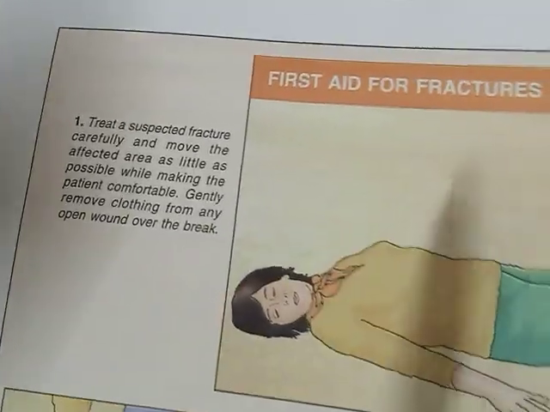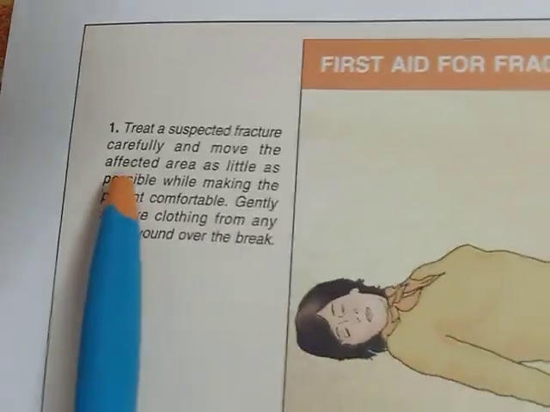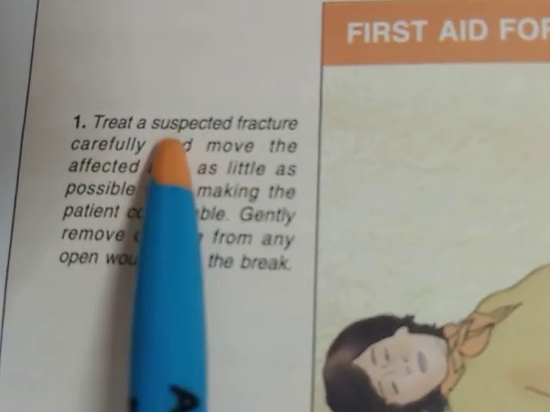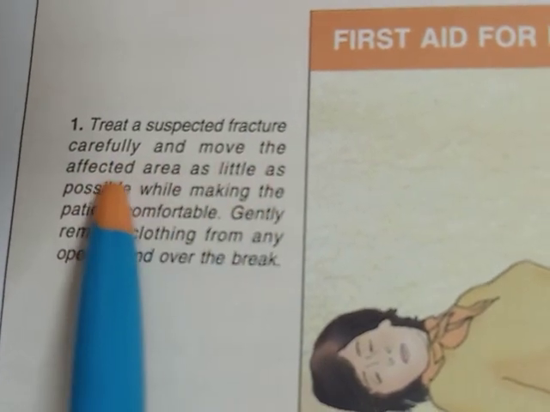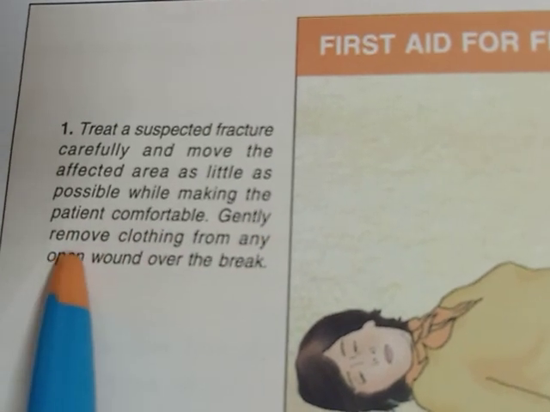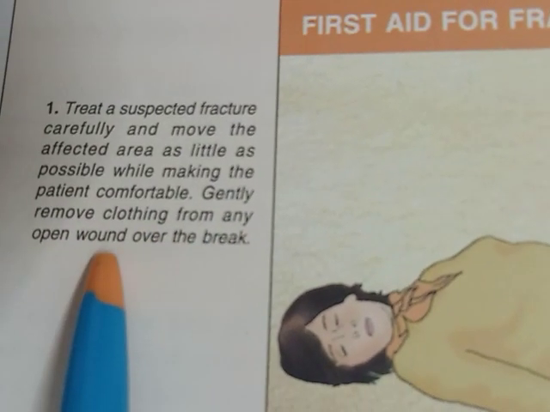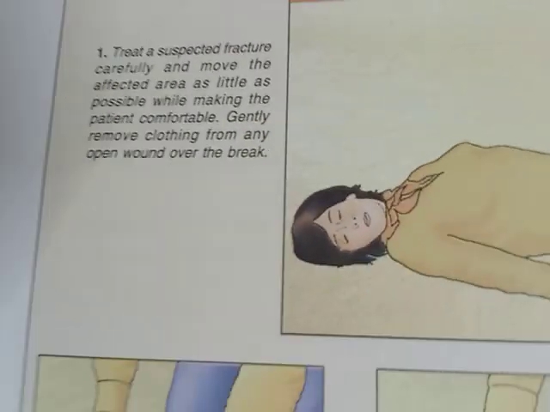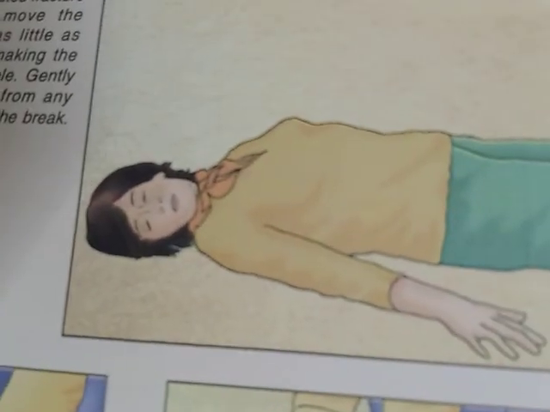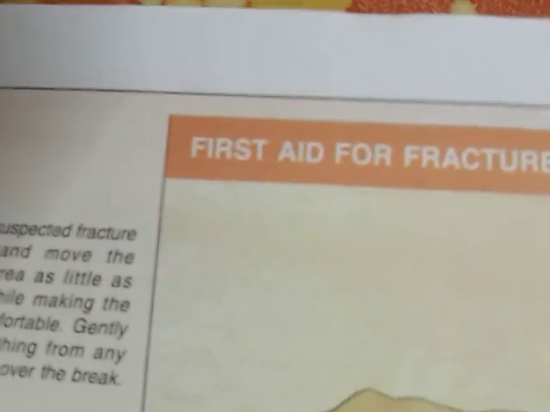Now, first aid for fractures. What you have to do to give the first aid? Treat a suspected fracture carefully and move the affected area as little as possible while making the patient comfortable. See, children, the first thing is that when somebody has got a fracture, don't try to move that person. Or if you have to move that person, you should be very careful that he or she should not be moved too much, to make the person comfortable.